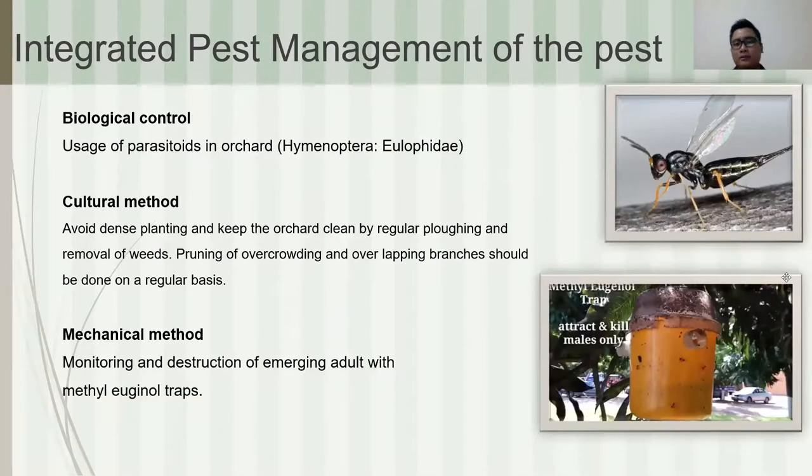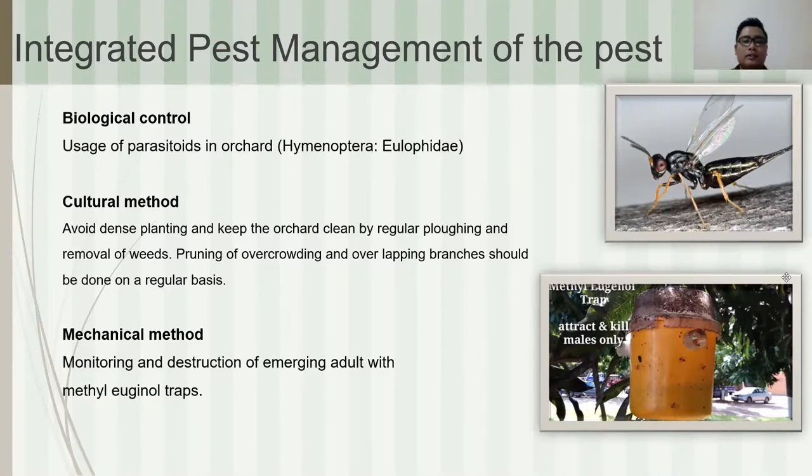Okay, this is the integrated pest management for mango trees to prevent this pest. First, I use biological control, that is the use of parasitoids in the orchard. There is the use of Hymenoptera, Eulophidae. These are the natural enemies of this pest. The parasitoid will lay eggs in the larvae of the pest, then the parasitoid larvae will hatch and kill the pest larvae.